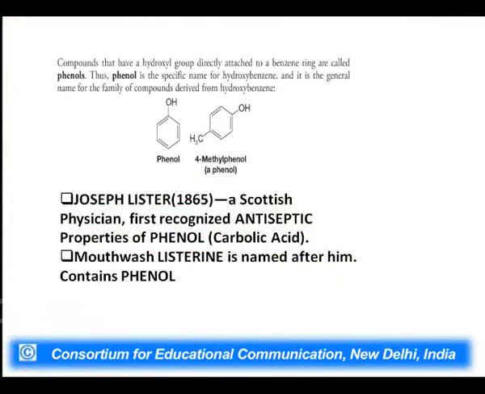So when we talk of phenols, what is a phenol? As I've said, phenol is hydroxybenzene, in which an OH group is directly attached to a benzene nucleus. Phenol is a specific name for hydroxybenzene, and it is the general name for a family of compounds derived from hydroxybenzene. In this case, what we see is a phenolic compound in which OH is directly attached to the benzene ring, and this is also a phenol, that is 2,4-methyl phenol, because in this we have an OH group directly attached to the benzene nucleus.